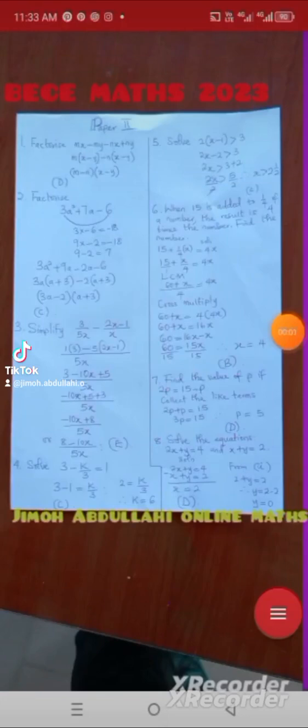Hi viewers, so this is the solution to the BECE Mathematics 2023 I posted a few days back. So I've solved the problems. I'm going to be explaining it now.